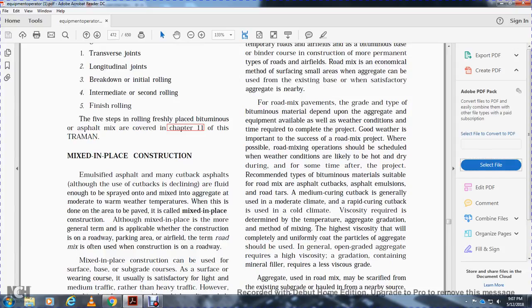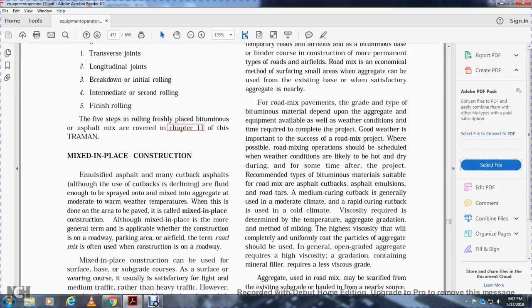For road mixtures, the grade type of the bituminous material depends on the aggregate, the equipment available, as well as the weather conditions and the time required to complete the project. Good weather is important to the success of a road mix project. Whenever possible, the road mixing operation should be scheduled when weather conditions are likely to be hot and dry.